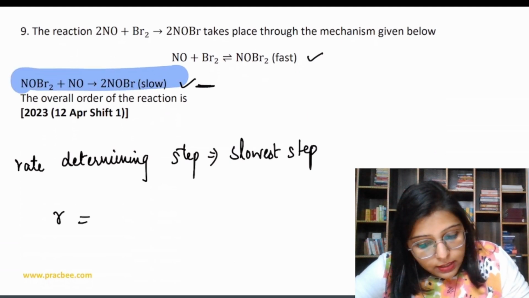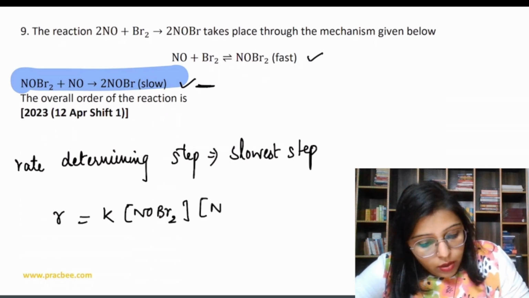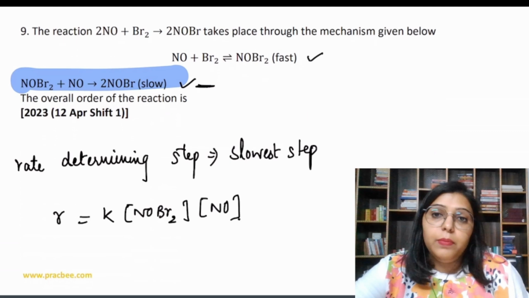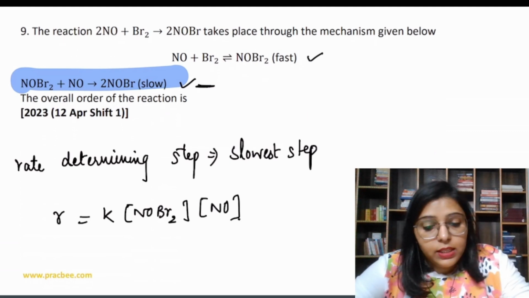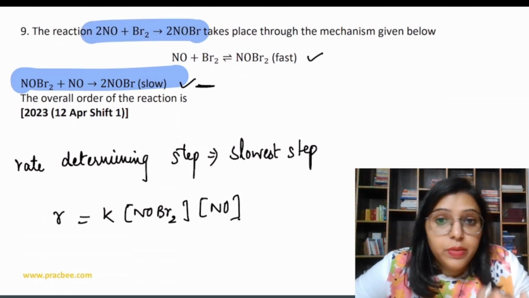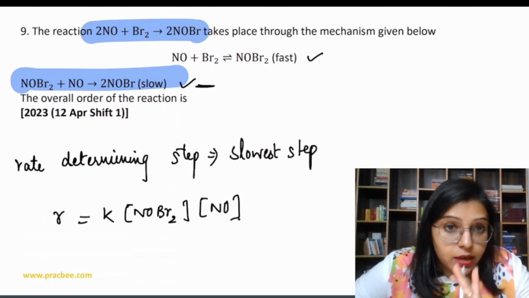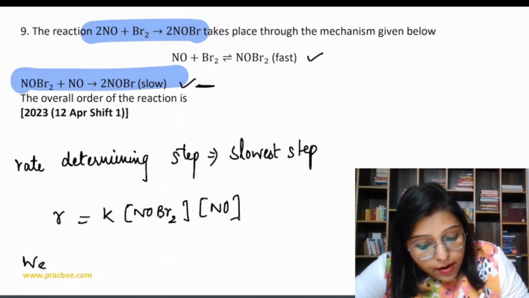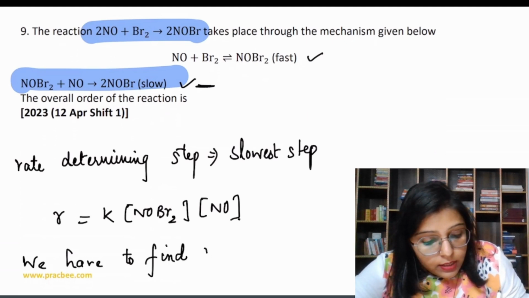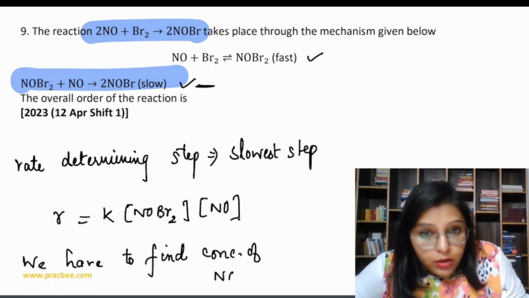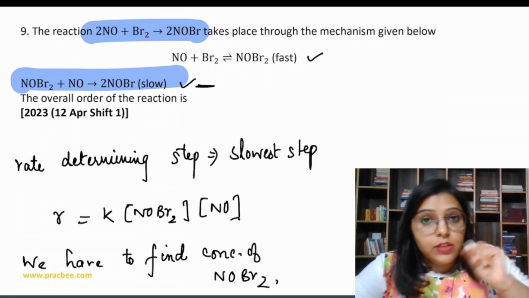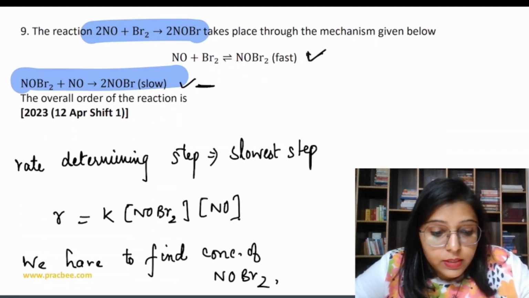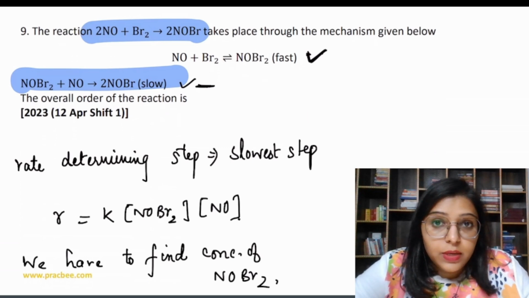So rate is K [NOBr2][NO]. Okay. Now, if you see the actual reaction, NOBr2 is not in this reaction, right? NOBr2 is not in this reaction. So it means we have to find the concentration of NOBr2. We can find the concentration of NOBr2 from the first step, because the first step is the equilibrium step.